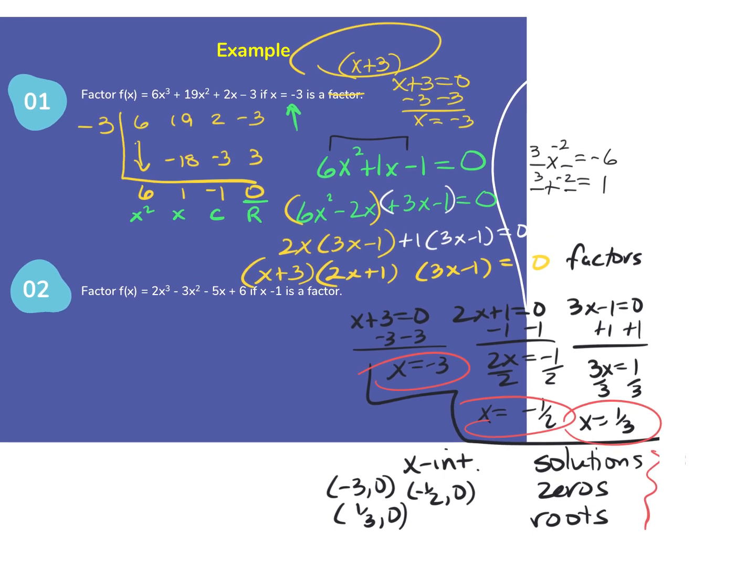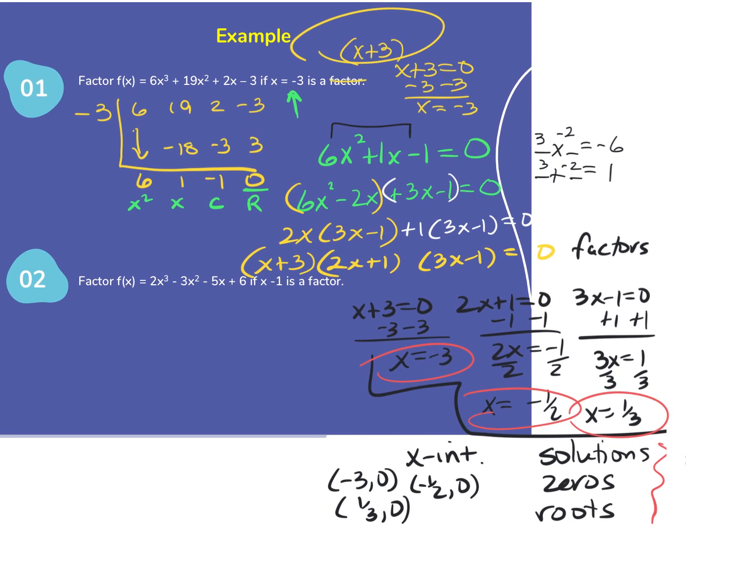The only difference is what's going to be coming up is they're not going to give you one of the solutions. You're going to have to figure it out by finding the possible zeros. But let's go ahead and do the next one. Same process. They're giving us one of the zeros or one of the solutions.